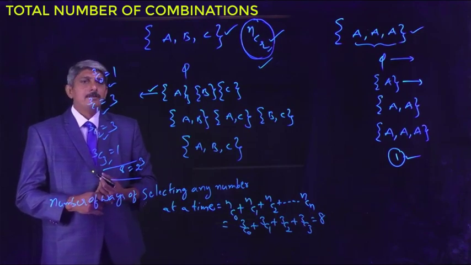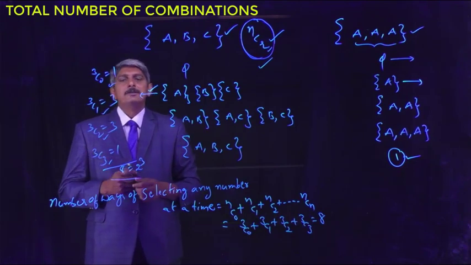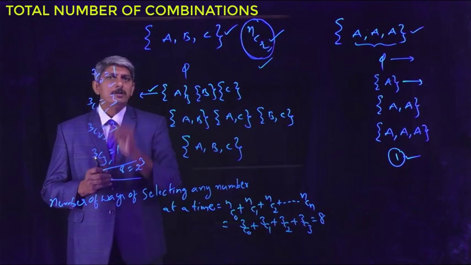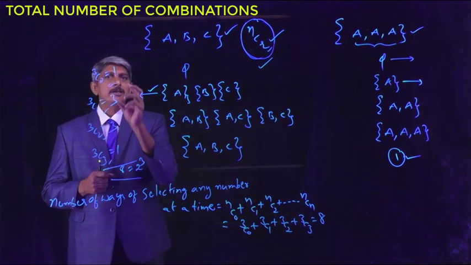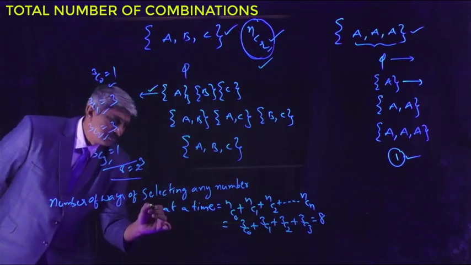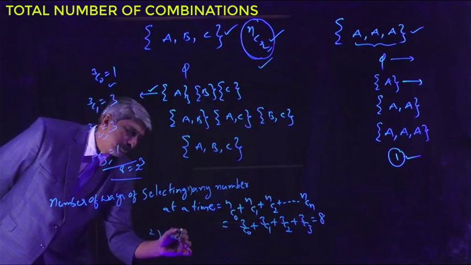Suppose I am asking the number of ways of selecting at least one. The number of ways of selecting at least one. At least one means the same as any number at a time. So now, second, at least one at a time.